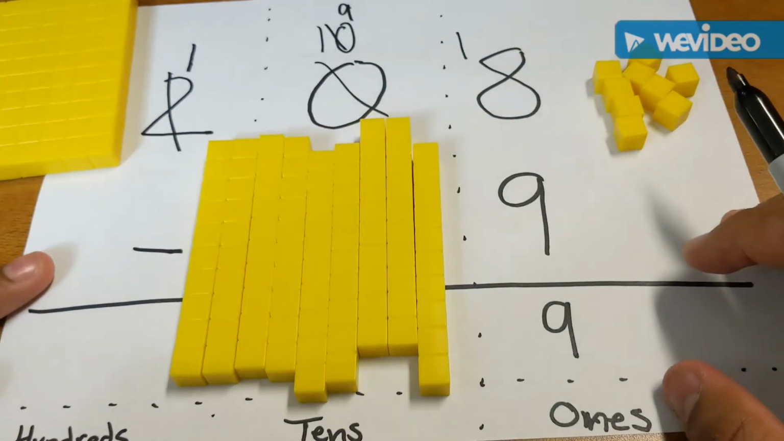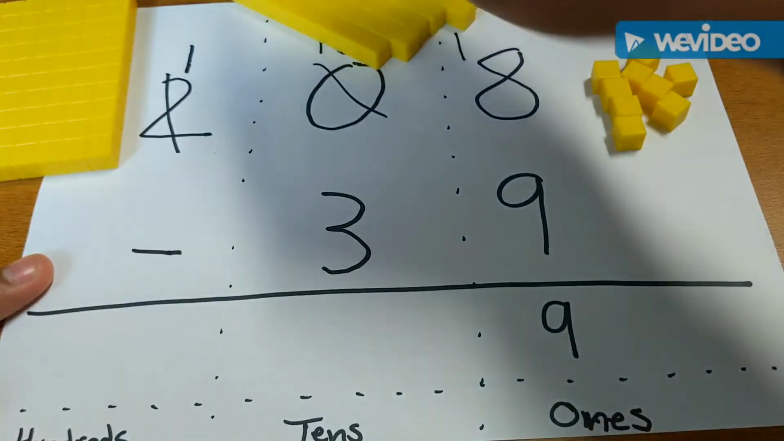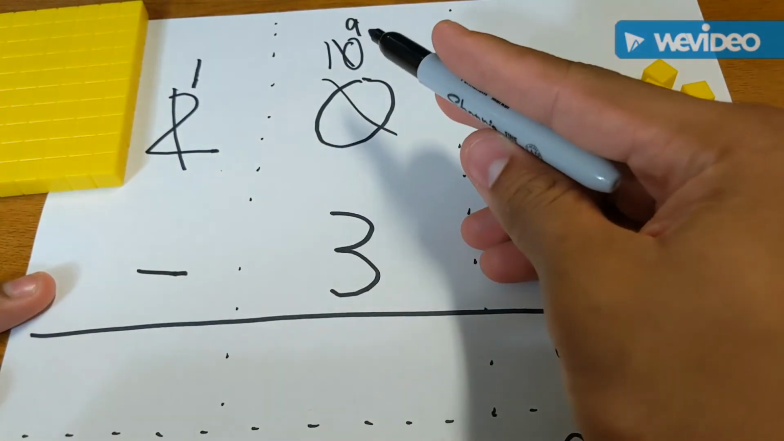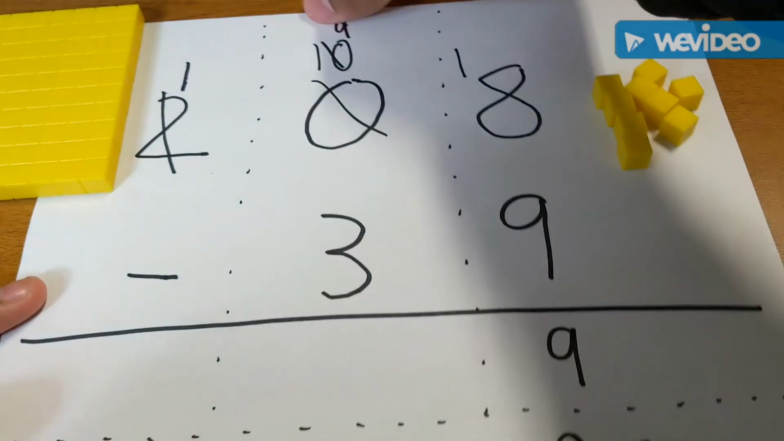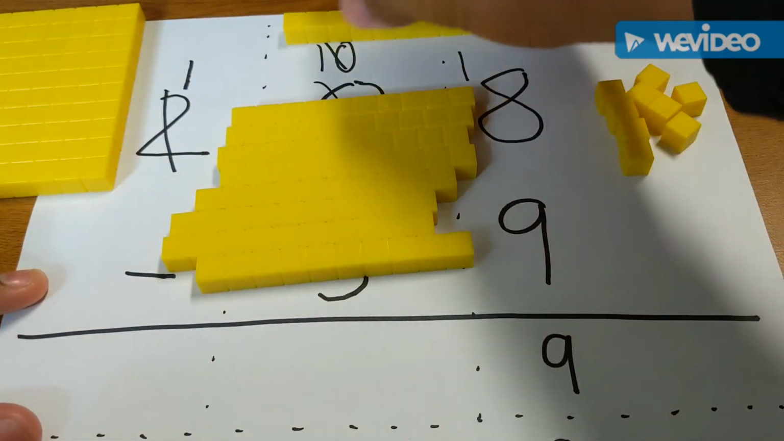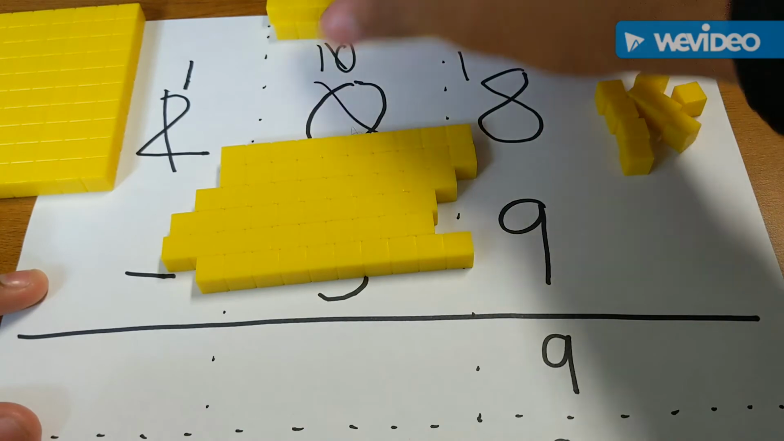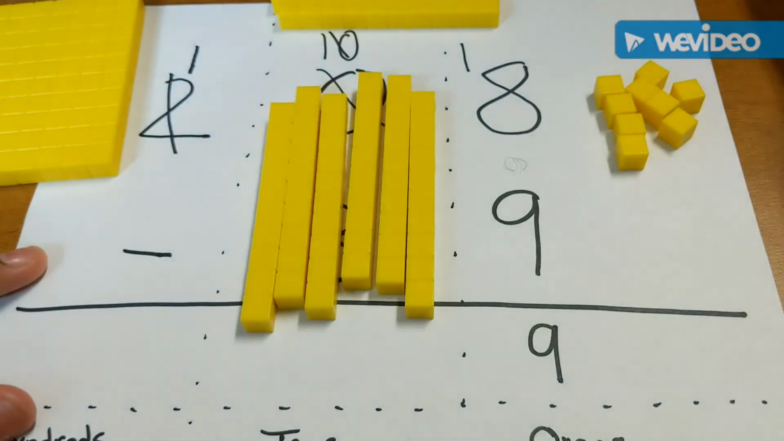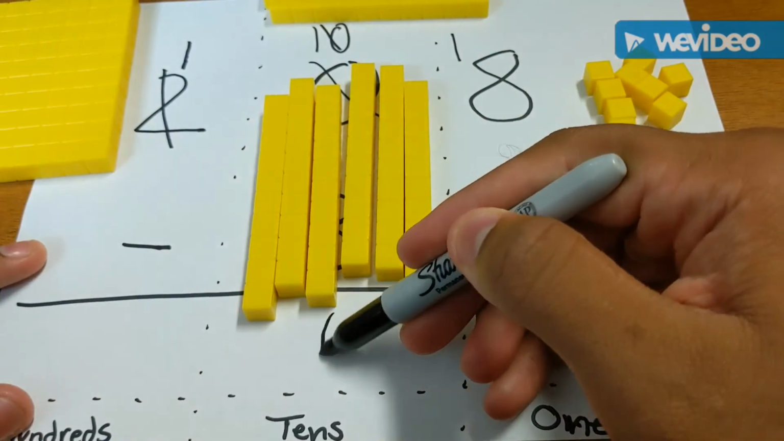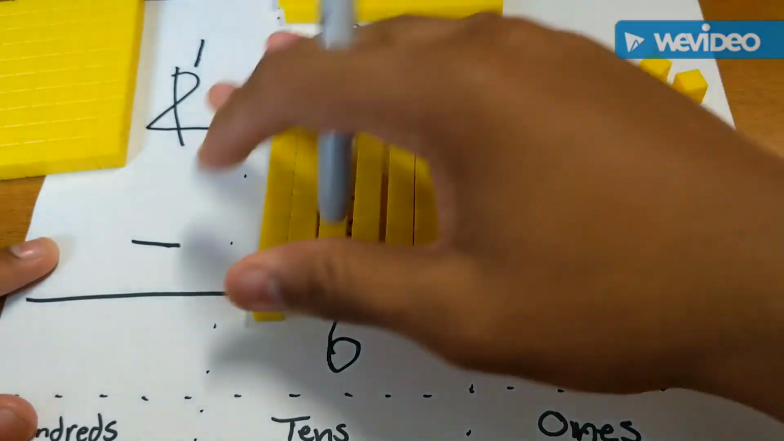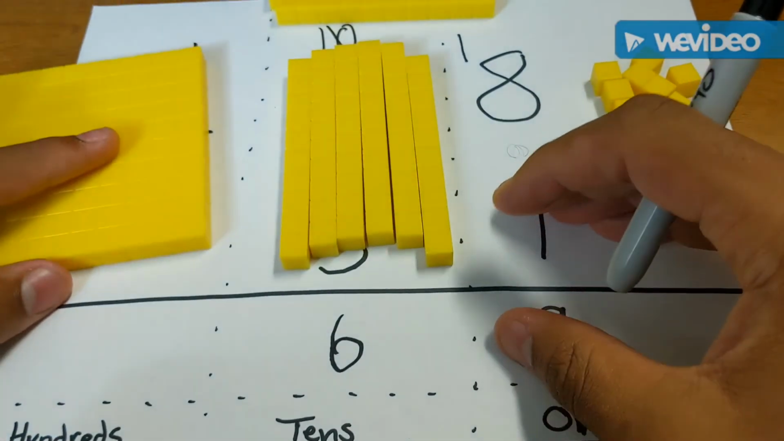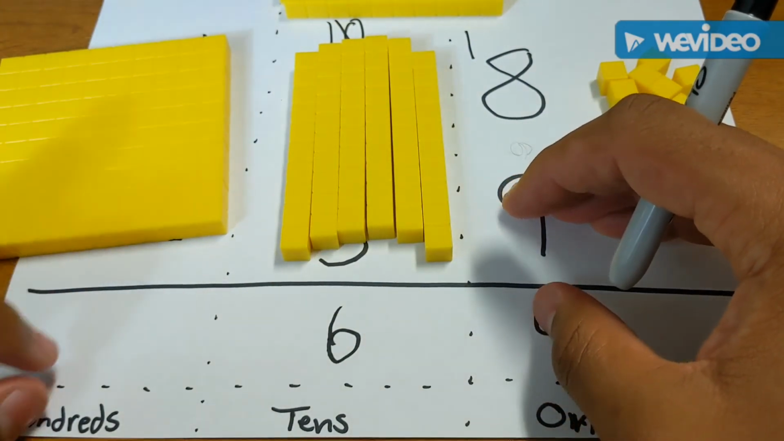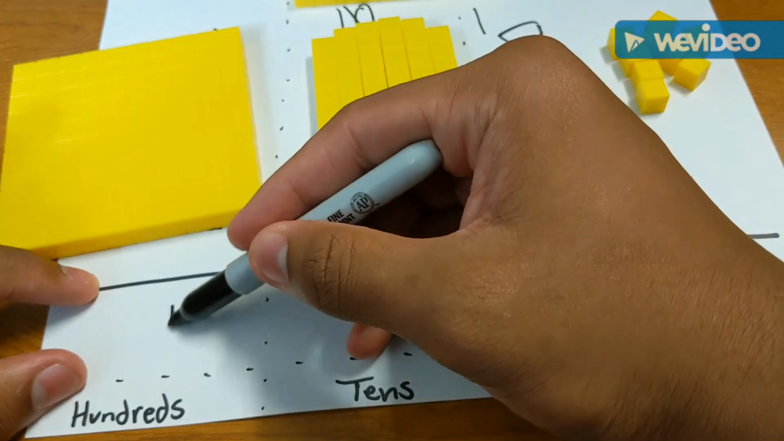So now we can subtract in our tens place 3 tens from the 9 tens. So let's do that. 1, 2, 3. So we are left with 6 rods, so we can put our 6 in the tens place. And so finally, we have only one of the plates, so it will be 100.